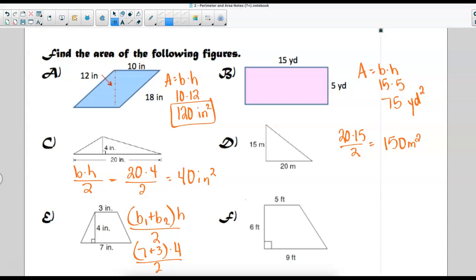You have to do what's in the parentheses first, right? So do 7 plus 3. We can do that in our head. That's 10. Now in your calculator, you can type it in. 10 times 4 is 40, divided by 2 is 20 inches squared. Okay? Your calculators follow order of operations.